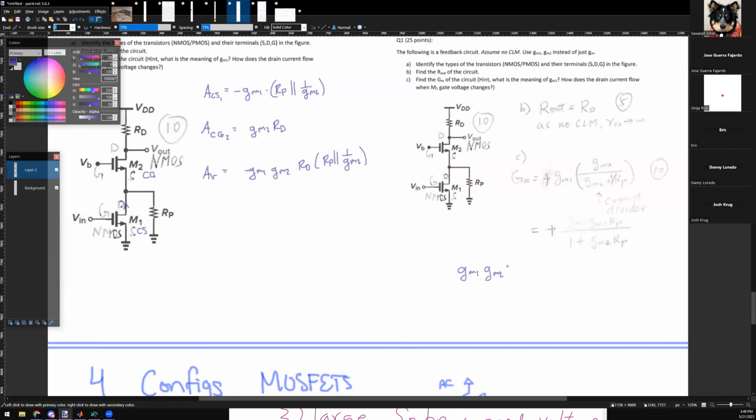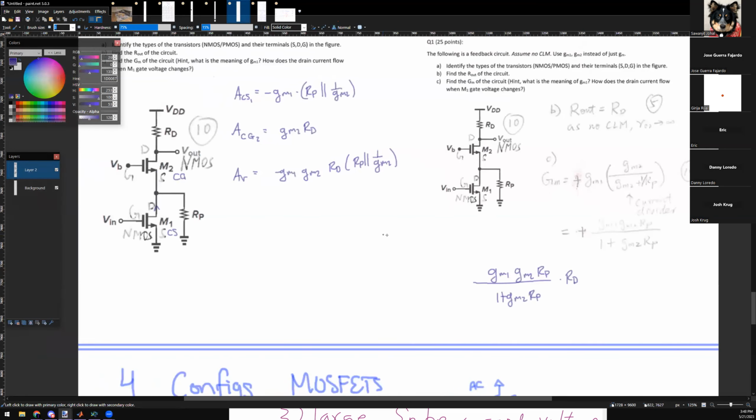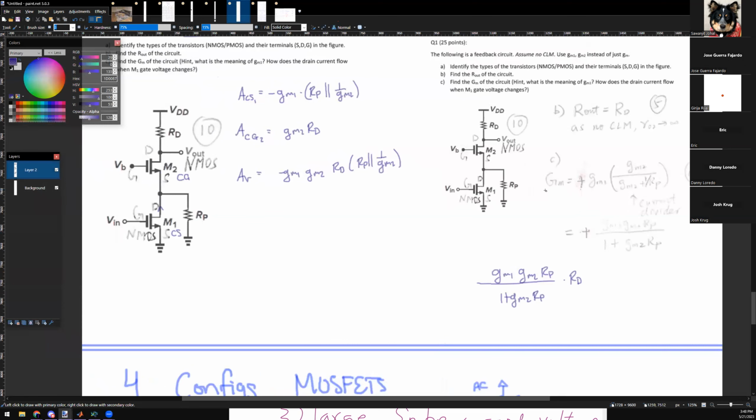GM1, GM2, RP divided by 1 plus GM2, RP times RD. That's your professor's answer. His answer for gain should be negative GM R out. That's your professor's typical form, his cheat code. I never confirmed whether or not his cheat code is actually mathematically true, so let me confirm it now.